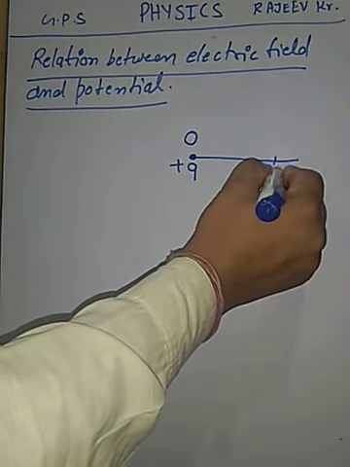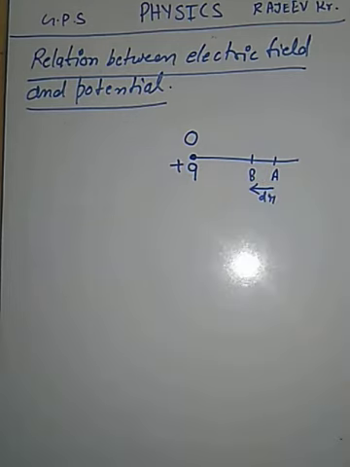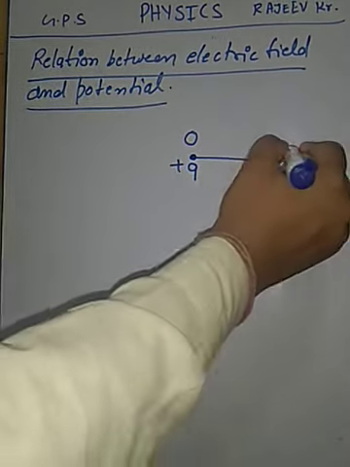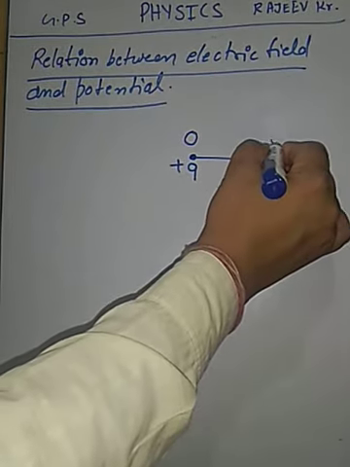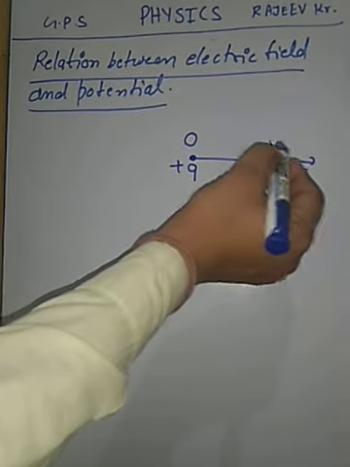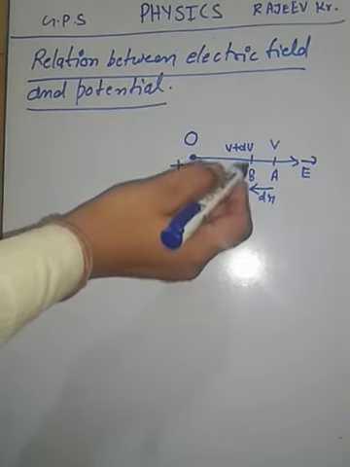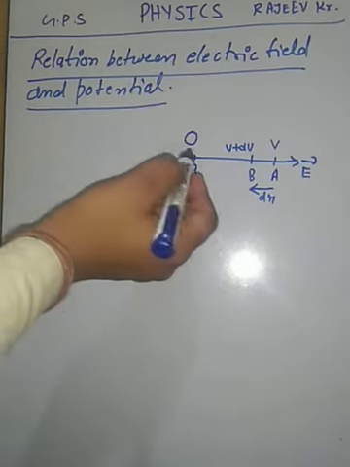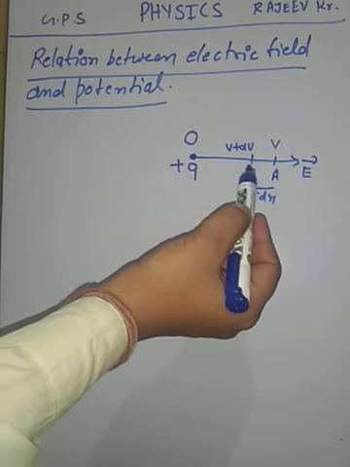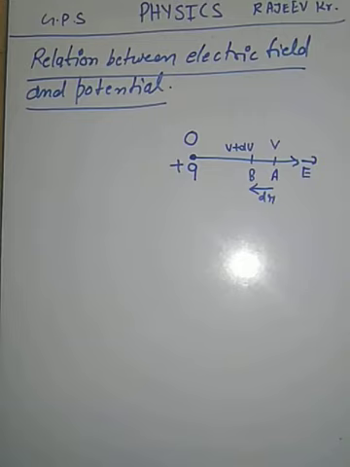Suppose there are 2 points A and B at a distance dr from each other. This may be the direction of the electric field. Suppose the potential at this point is V and the potential at the second point is V plus dV. It is a little bit more as compared to A because B is nearer to O. But we assume that the electric field at both the points is approximately the same.